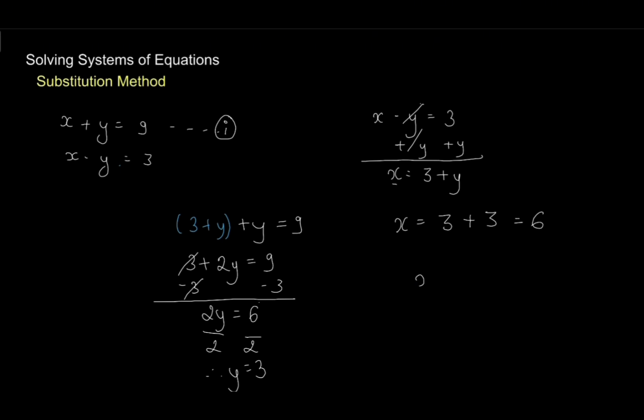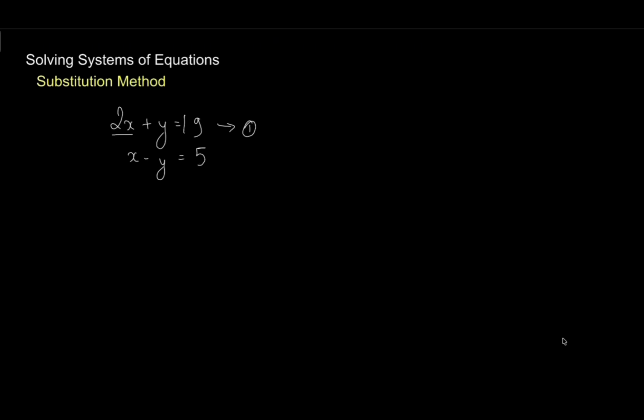The first equation is x plus y, where x is 6 and y is 3, equals 9. This satisfies the first equation, so this is correct. Again, we'll check with the second equation. x minus y equals 3. 6 minus 3 equals 3, which satisfies this equation as well. So this is the correct answer.